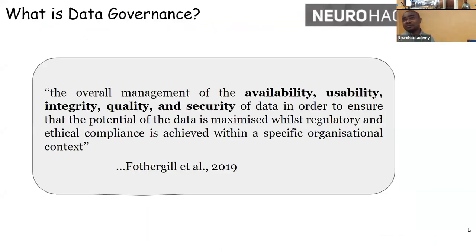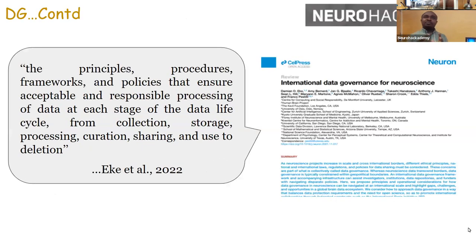So what is data governance, you might be asking. Fortegill, one of my colleagues, and a few other people produced a paper in 2019, and they defined data governance as the overall management of the availability, the usability, the integrity, quality, and security of data in order to ensure that the potential of the data is maximized while regulatory and ethical compliance is achieved within a specific organizational context. So all the policies, all the principles, all the procedures, all the frameworks that can ensure the availability, the usability, and security of the data, that is what data governance is.